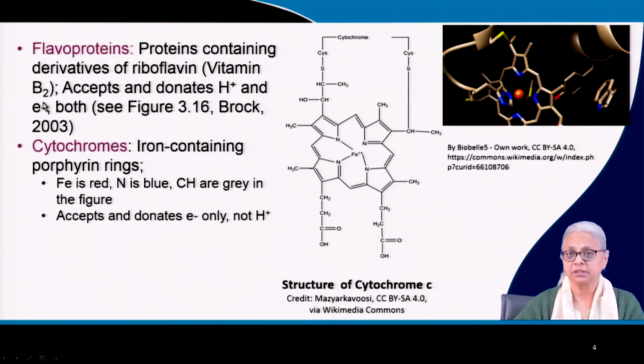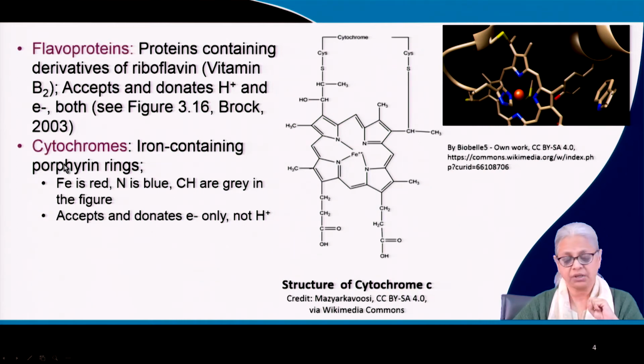I've already mentioned that flavoproteins are proteins that are derivatives of riboflavin, which is vitamin B2. And they are capable of accepting and donating both protons as well as electrons. And I would refer you to the textbook. Any of the textbooks will give you the structure of flavoproteins.